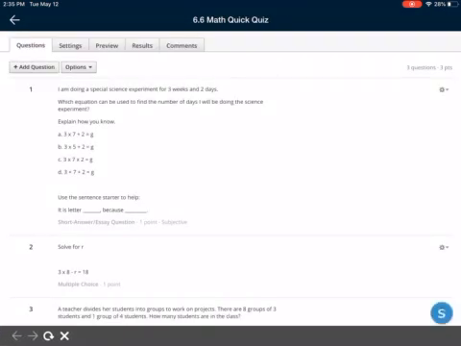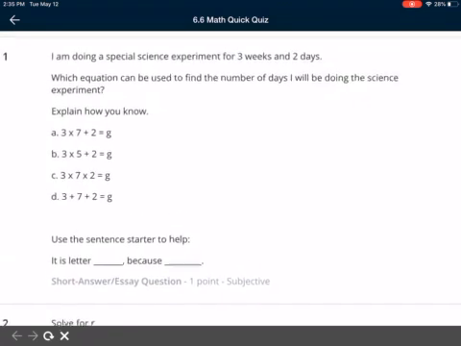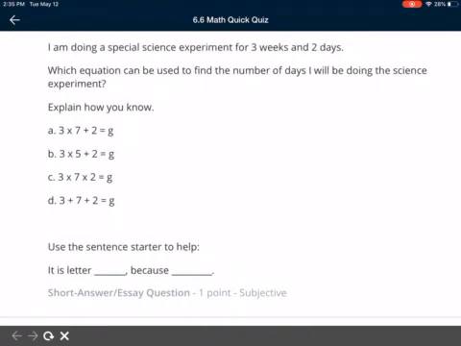So our first question again is going to be one of those multi-step questions. I'm doing a special science experiment for 3 weeks and 2 days. Which equation can be used to find the number of days I will be doing the science experiment? Explain how you know. So this is a very similar question that we used from yesterday. This time it's from 3 weeks and 2 days.